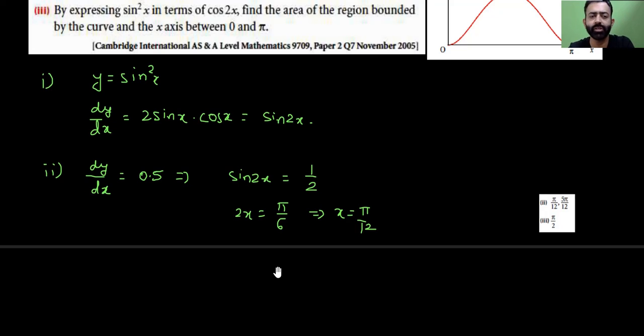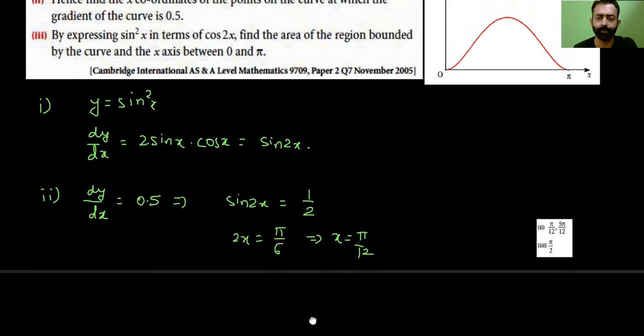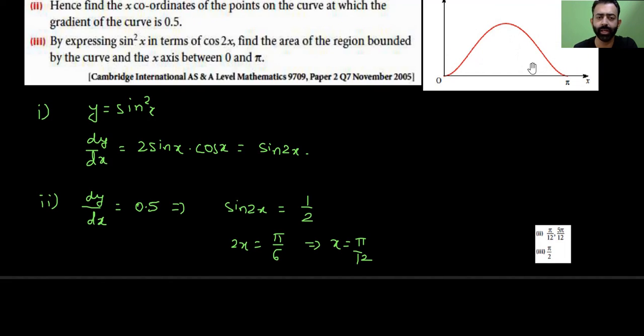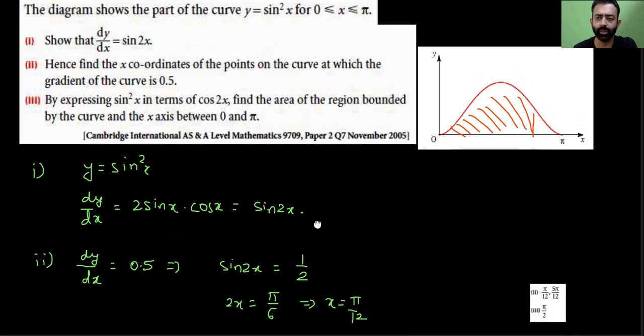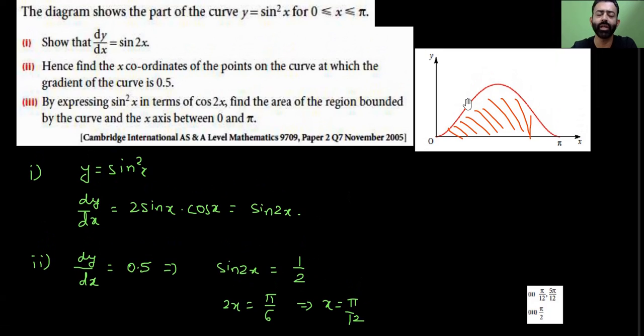Second part is over. Third part says that by expressing sine square x in terms of cos 2x, we have to find the area of the region bounded by the curve and the x-axis between 0 to pi. So this is a curve. We have to find the area of the region bounded, this shaded area. Area is calculated by integrating the given function between the limits.